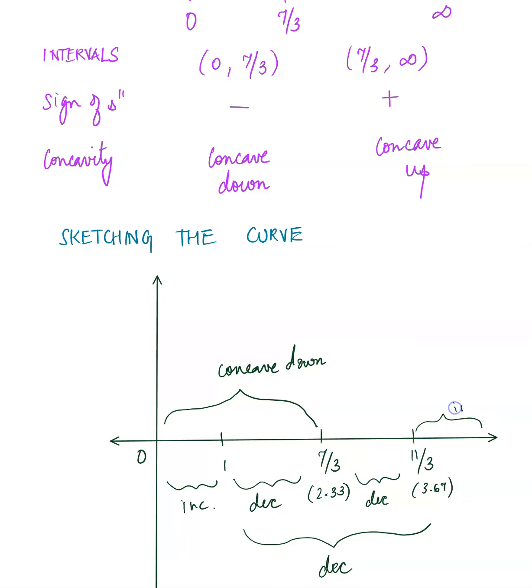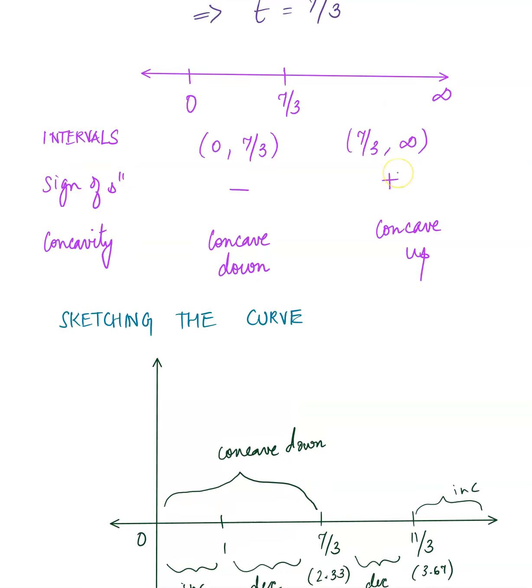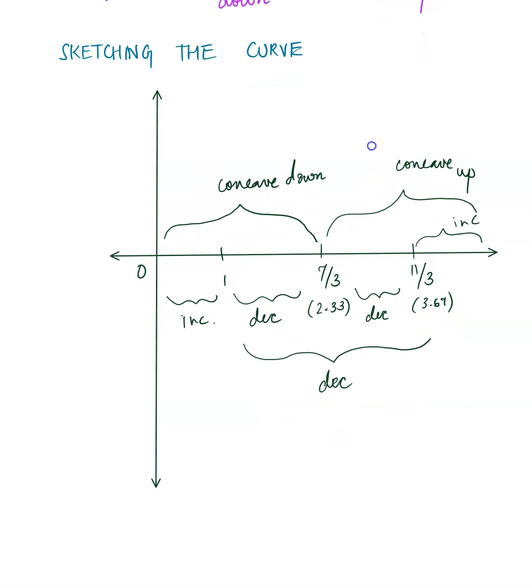So this part, it's increasing. However, we come back here. From 7 over 3 to infinity, this part is concave out. So you have all these details in here.